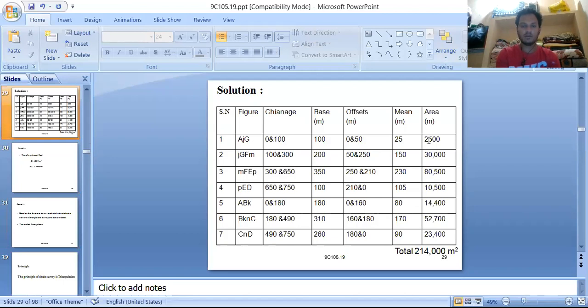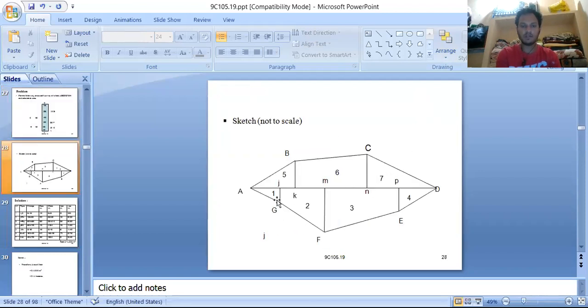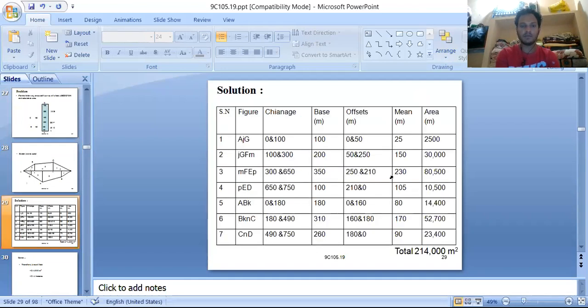We will draw a table for calculating the individual areas. Here in the diagram we will have 7 individual areas, 1, 2, 3, 4, 5, 6, 7, out of which 3 are trapeziums, remaining 4 are triangles. We'll calculate the area of these diagrams individually. So we'll prepare a table. We have 7 diagrams, 4 triangles and 3 trapeziums.